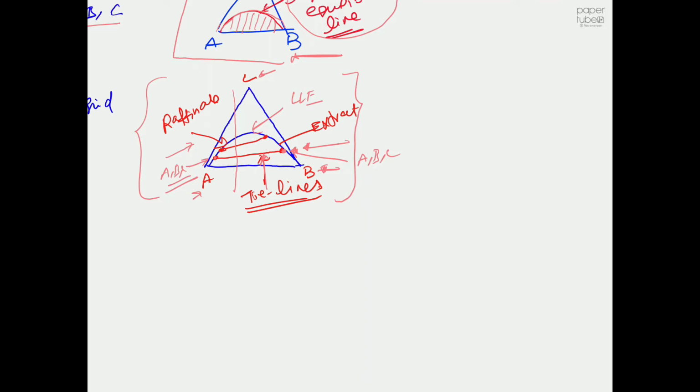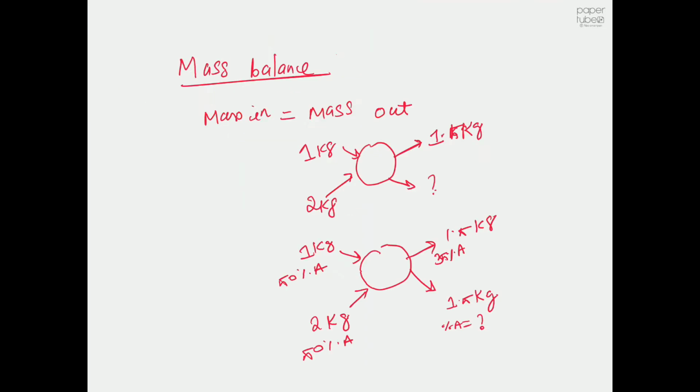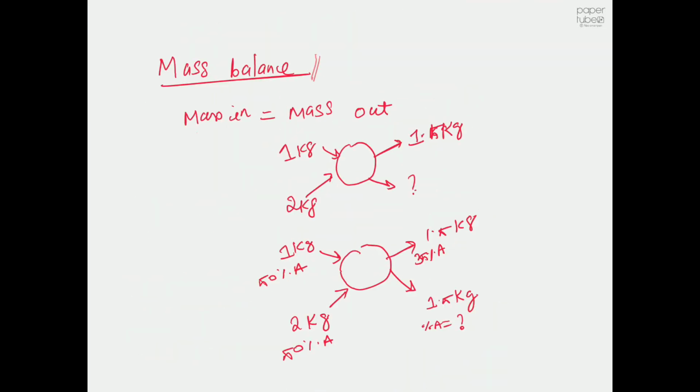Then I'm going to jump directly into the topic of mass balance. So mass balance is a very simple rule: whatever goes in, comes out. I know chemical engineering students already studied this in the first or second year, I think. For the pharmaceutical chemistry students, just follow whatever I'm going to say.